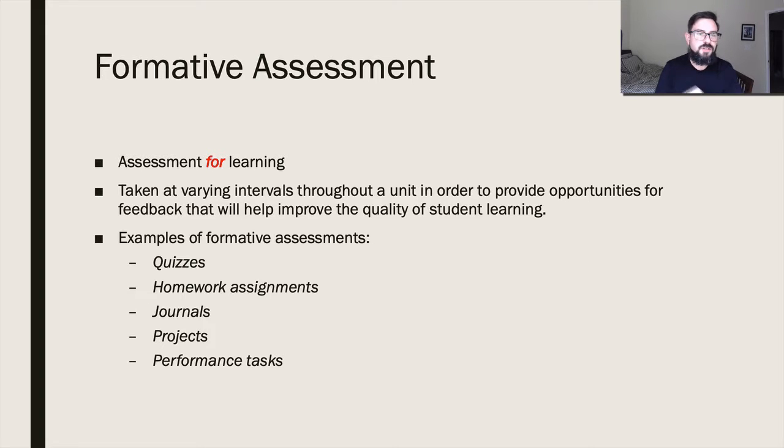Formative assessments, you can view those as assessments for learning, so taken at varying intervals throughout a unit in order to provide opportunities for feedback that will help improve the quality of student learning. So examples of formative assessments could be things like quizzes, homework assignments, journals, projects, and other performance tasks. So just those daily, quick assessments that might come in the form of the end of a lesson or sometimes in the middle of a lesson.